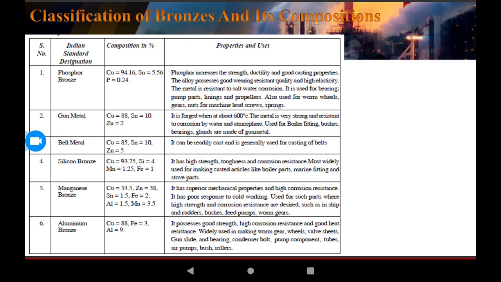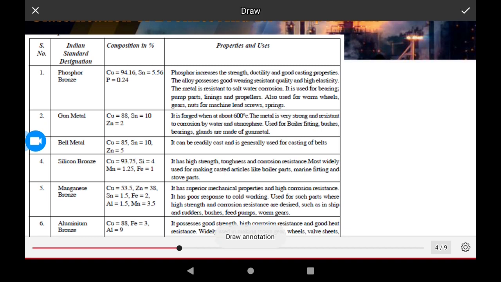Classification of bronzes and their alloy composition, with Indian standard designation, percentage composition, and properties and uses. Phosphorus bronze composition: copper 94.16%, tin 5.56%, and phosphorus 0.24%. Now its properties and applications.